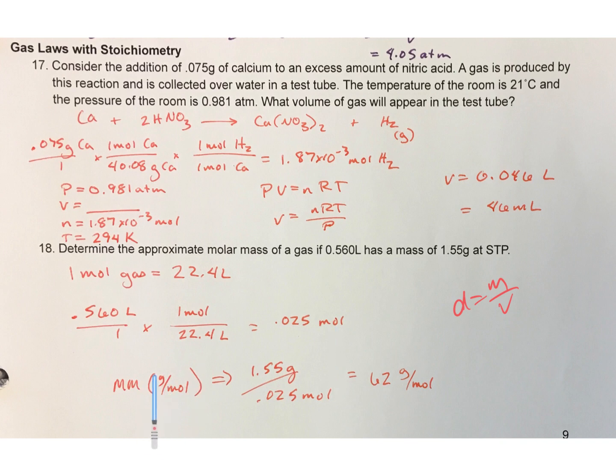Molar mass is measured in grams per mole. So if this is the mass of the gas, and here's how much of it you had based on the volume, we can determine that the molar mass for this particular gas is 62 grams per mole. So you take the grams per mole, those are the units for molar mass.